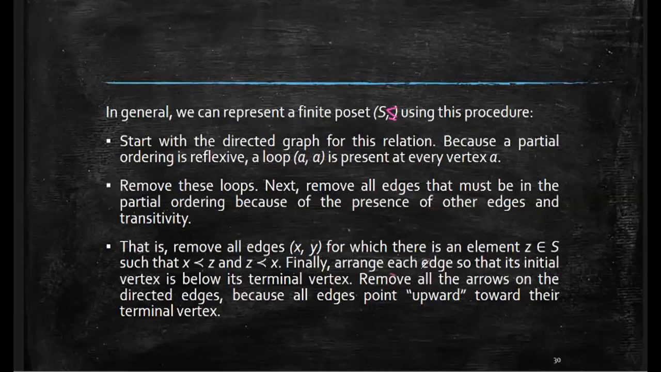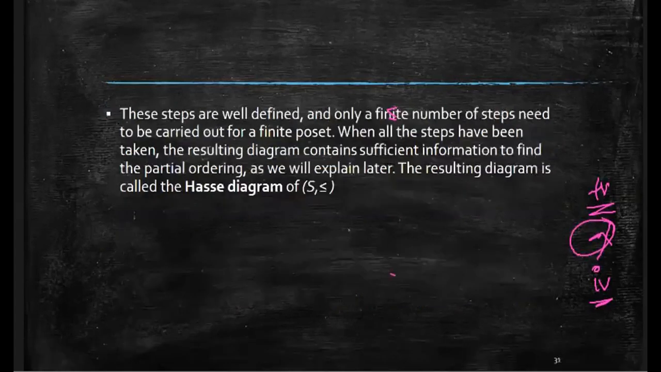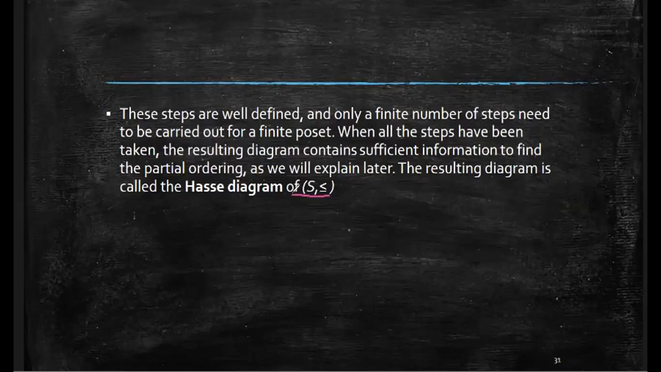And finally, arrange each edge so that its initial vertex is below the terminal vertex. So always your initial vertex should be below, terminal vertex should be above. And remove the arrows which are pointing from initial vertex to the terminal vertex, because your Hasse diagram should be in the upward direction. These steps can be defined, and only a finite number of steps need to be carried out for a finite poset. When all these steps have been taken, the resulting diagram contains sufficient information to find the partial ordering. And this diagram is called Hasse diagram.